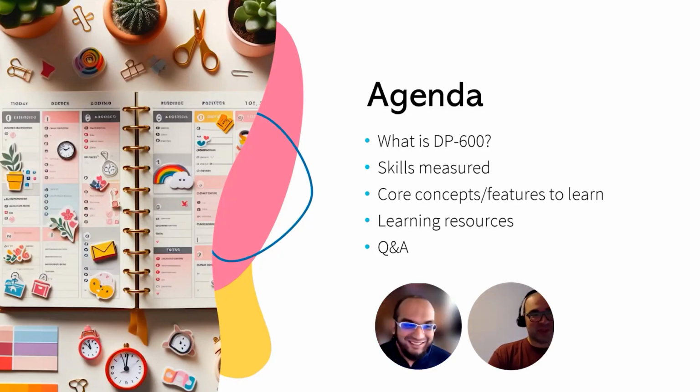So what's on our agenda for today? First, I'll try to explain, for maybe some of you who are not aware, what DP600 is at all. Then we will talk about skills that are measured for this exam and for this certificate. Then I'll try to share as much as possible about core concepts and features related to Microsoft Fabric that you need to learn to successfully pass the exam. I'll also share with you some learning resources to get you ready for this exam. And finally, I hope we will have some time for your questions.